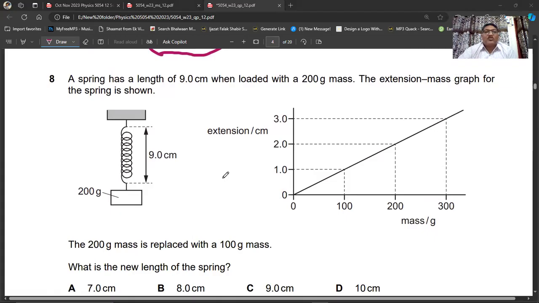Here we have question number 8. It says, a spring has a length of 9 centimeters when loaded with a 200-gram mass. The extension mass graph for the spring is shown. The 200-gram mass is replaced with a 100-gram mass. What is the new length of the spring?